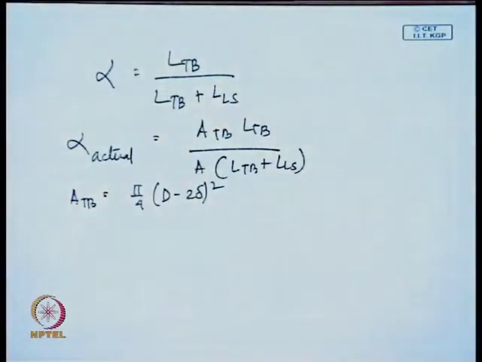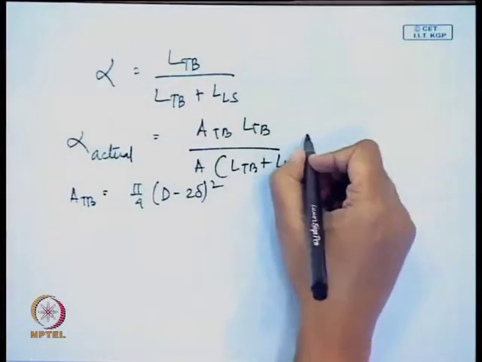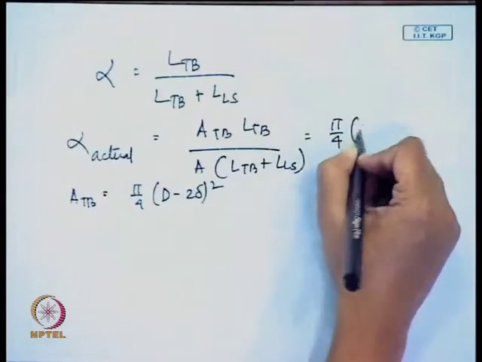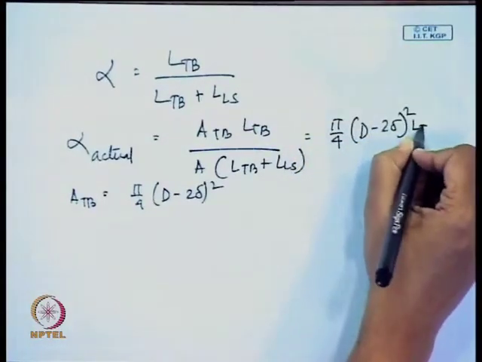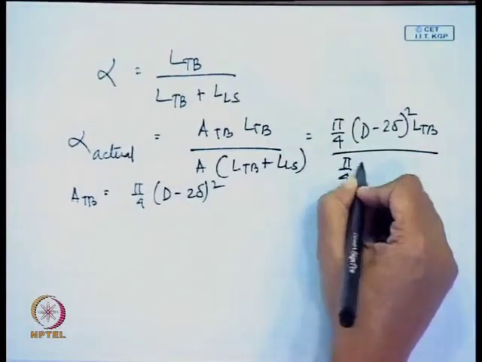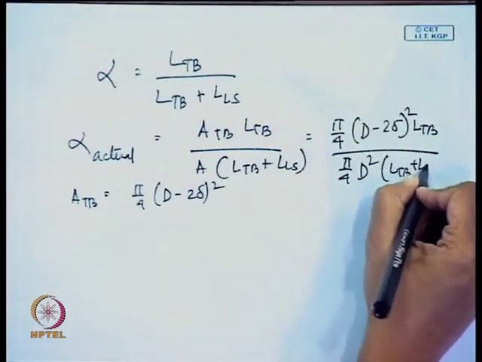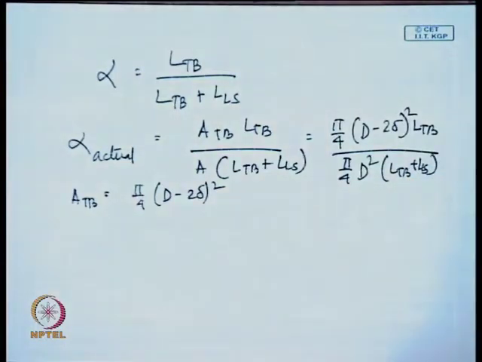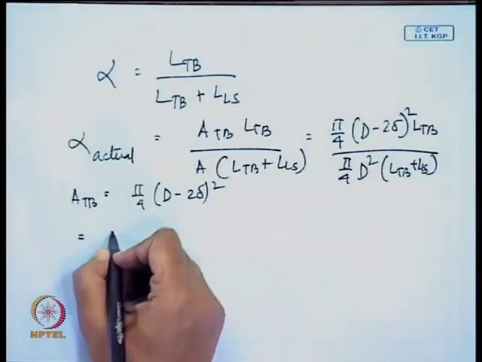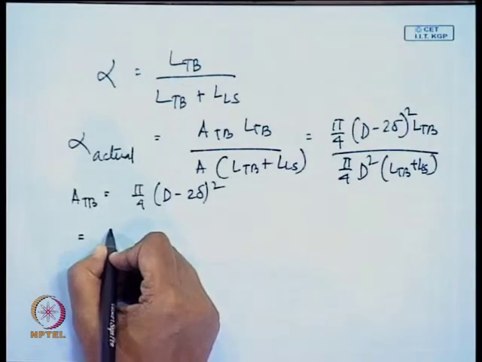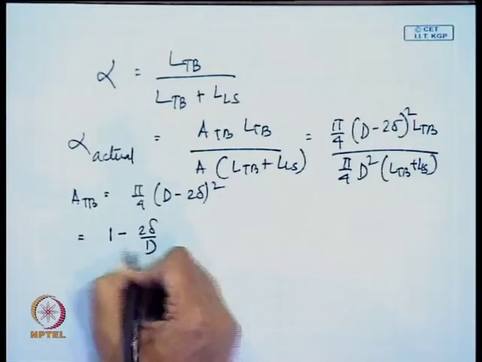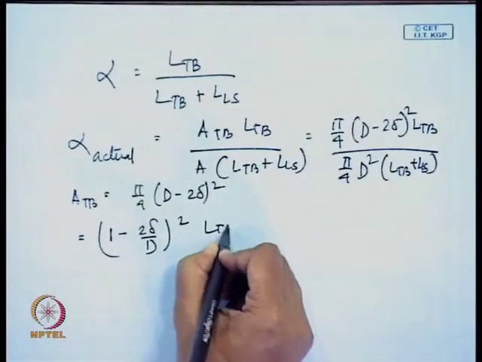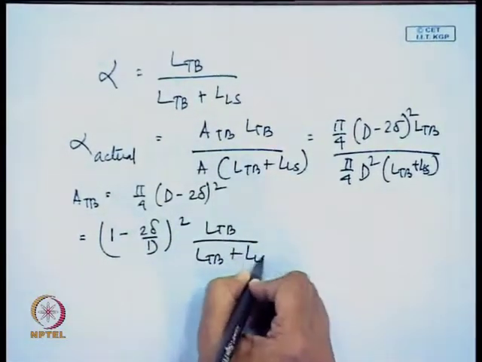Then in that case, what is ATB equal to? ATB will be equal to pi by 4 into (d minus 2 delta) whole square. Yes or no? Or in other words, this is going to be pi by 4 (d minus 2 delta) whole square LTB by pi by 4 d square into (LTB plus LLS). Yes or no? Do you agree with me? Okay, if this is true, then this can be written down as (1 minus 2 delta by d) whole square into LTB by (LTB plus LLS).